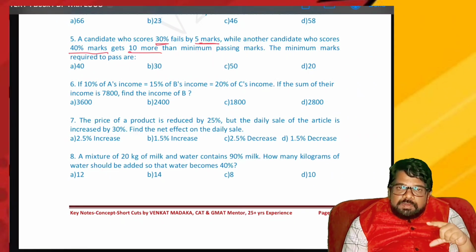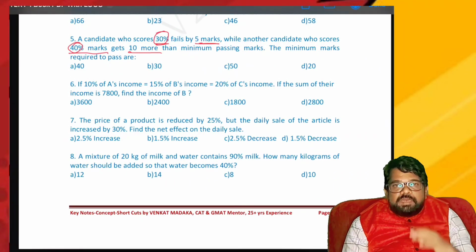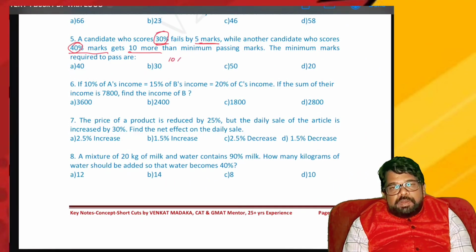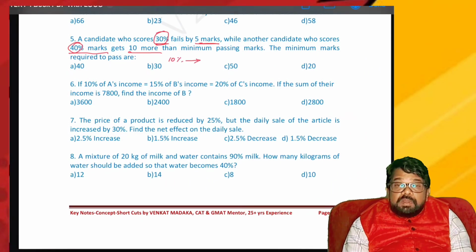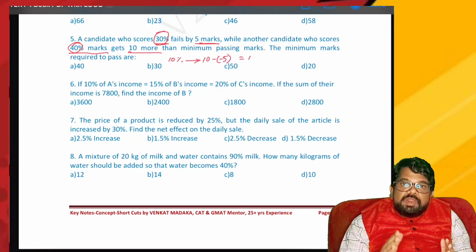So what is the difference of percentage in marks? What is the difference in percentage? 30%, 40%, difference is 10. According to percentage, difference is 10. But according to marks, be careful. One got 5 marks less than pass, another got 10 marks more.